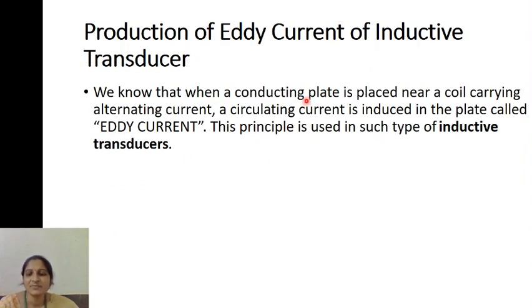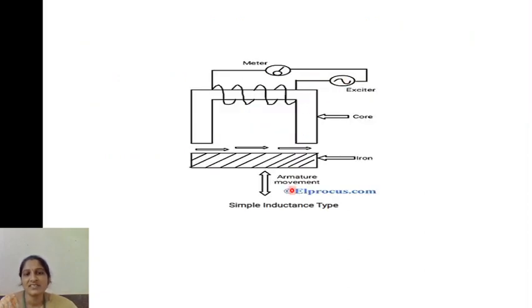This eddy current production can be explained by using a conducting plate. Likewise, in the previous diagram, you considered this as the iron piece. Now you are considering this iron piece is between two coils. On this side there is one coil and on this side there is another coil. Between these you are placing the iron, and this iron piece can be moved downwards or left or right.